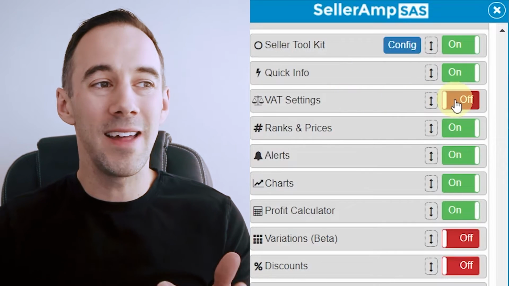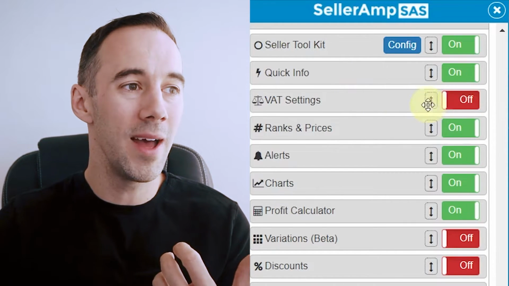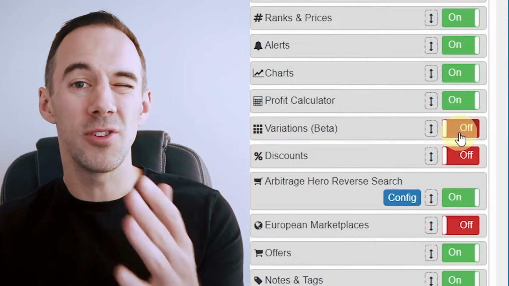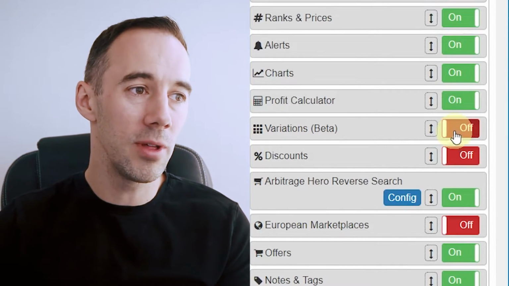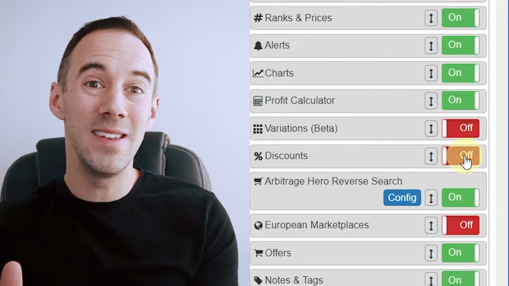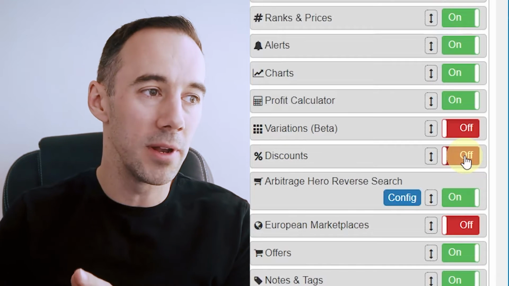In addition to that, VAT settings are turned off because it's not relevant for the US. Prices, alerts, charts are turned on. Profit calculator I like as well. Variations I don't use. I'd probably use something like Keepa to do that a lot more. Discounts I don't use. Why? Because you'll see that you can actually do calculations within SellerAmp, which is game changing, which I absolutely love.